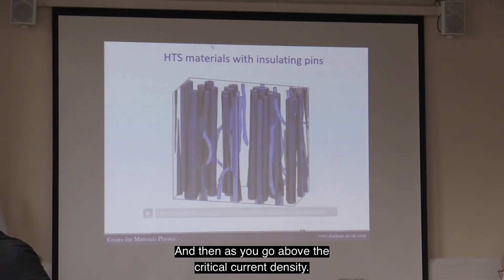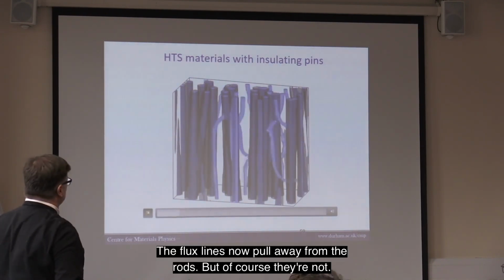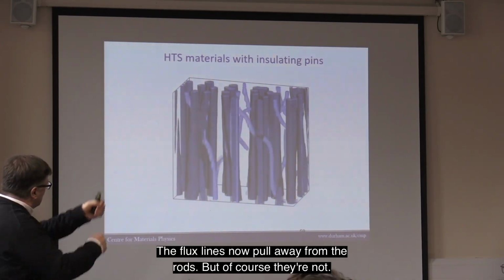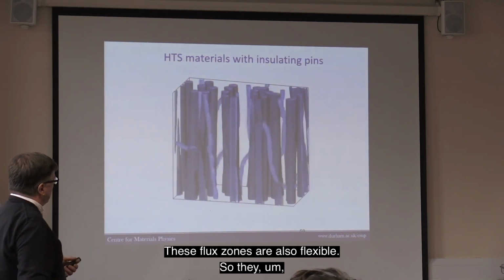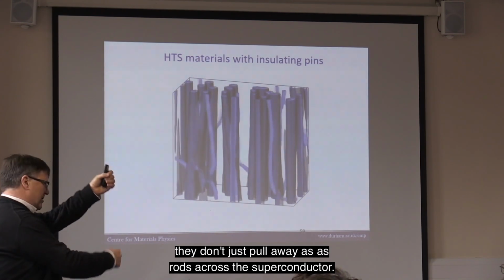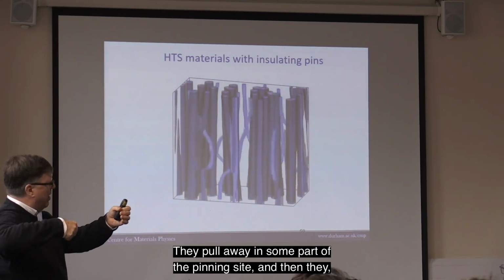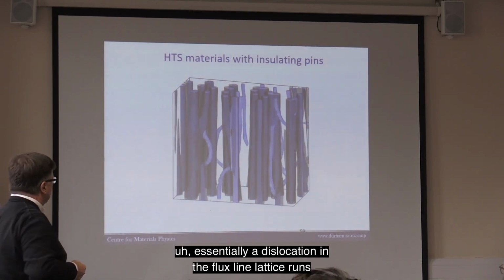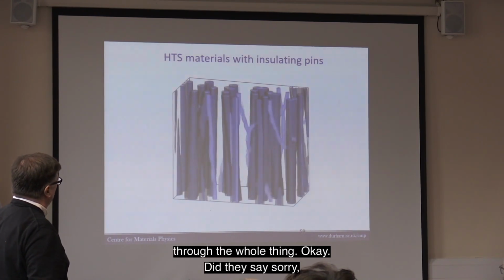Then as you go above the critical current density, the fluxons now pull away from the rods, but of course these fluxons are also flexible, so they don't just pull away as rods across the superconductor. They pull away in some part of the pinning site, and then essentially a dislocation in the flux line lattice runs through the whole thing.